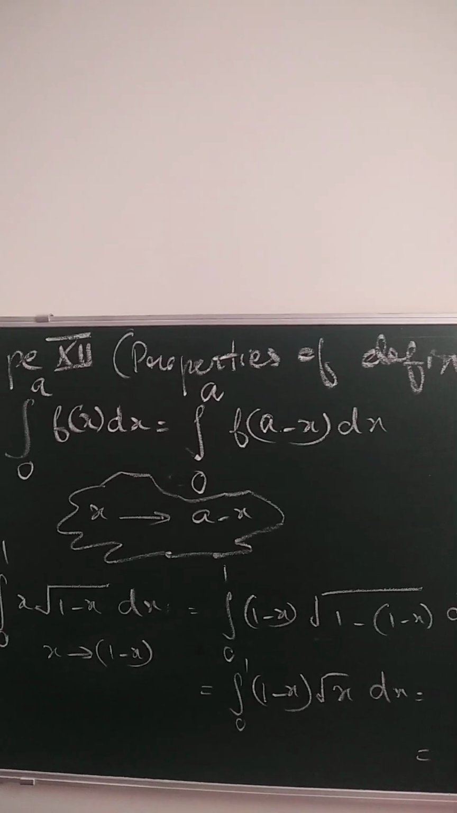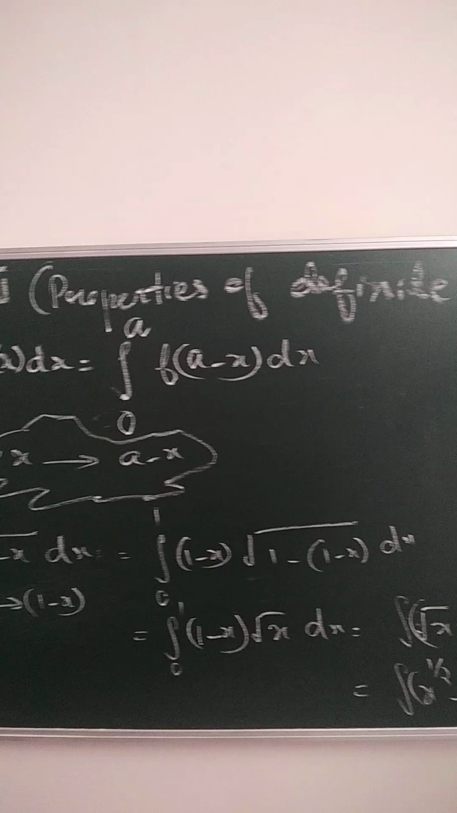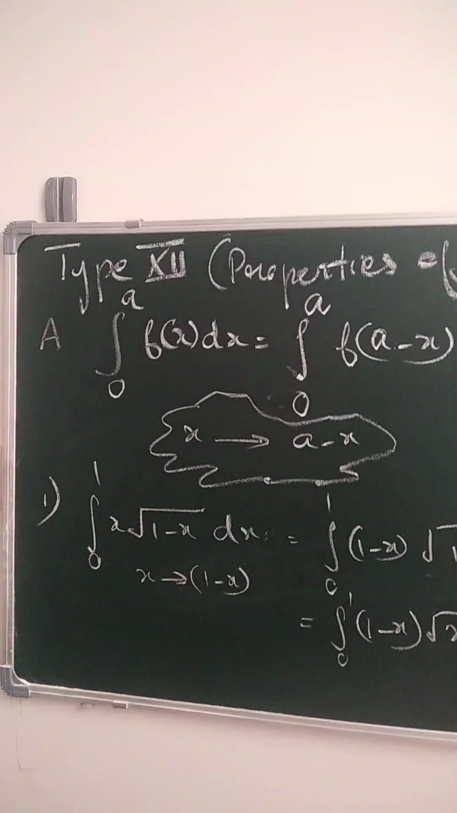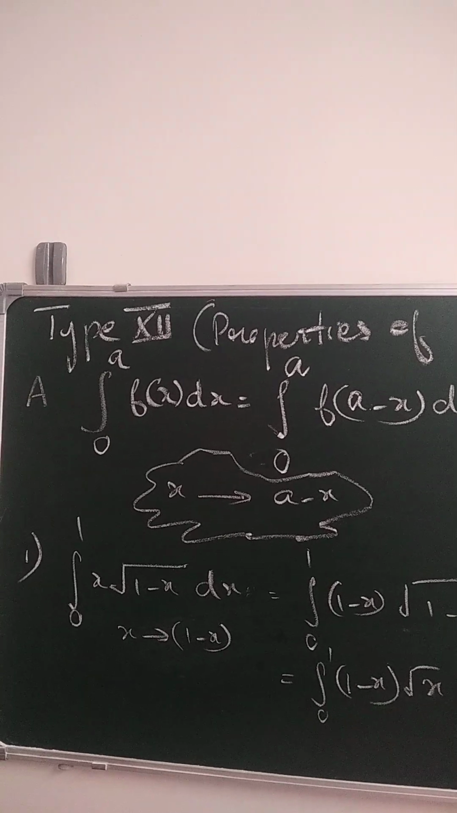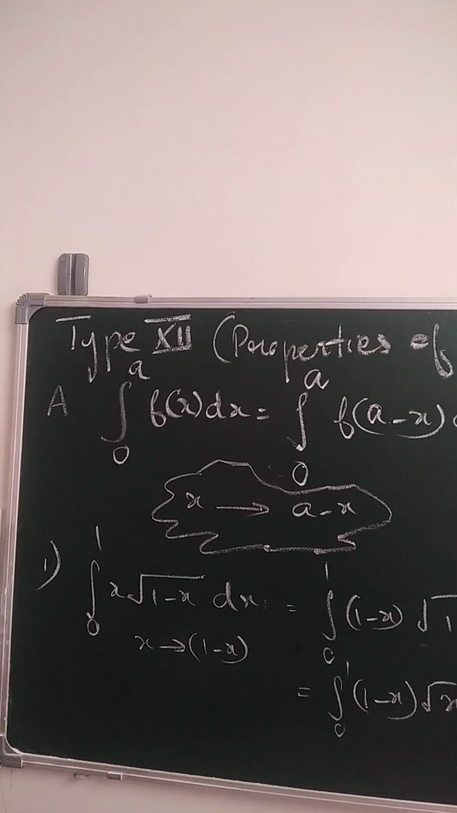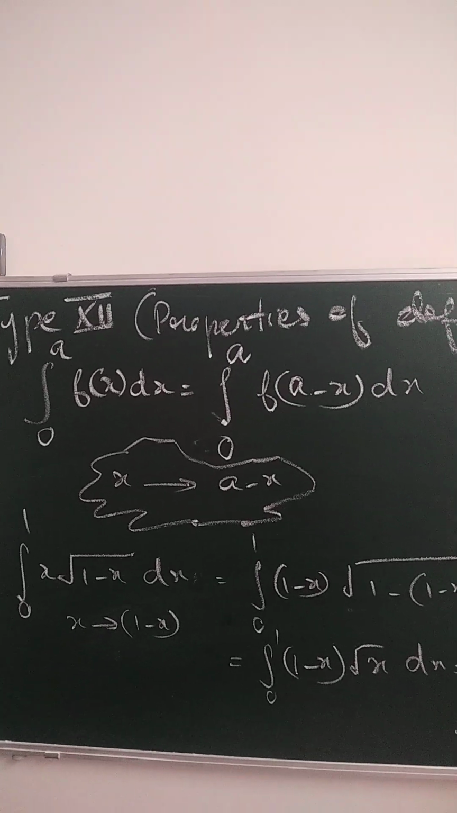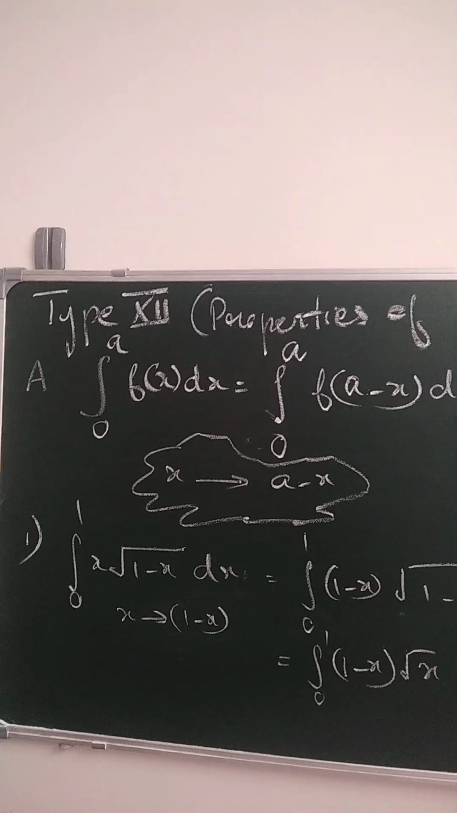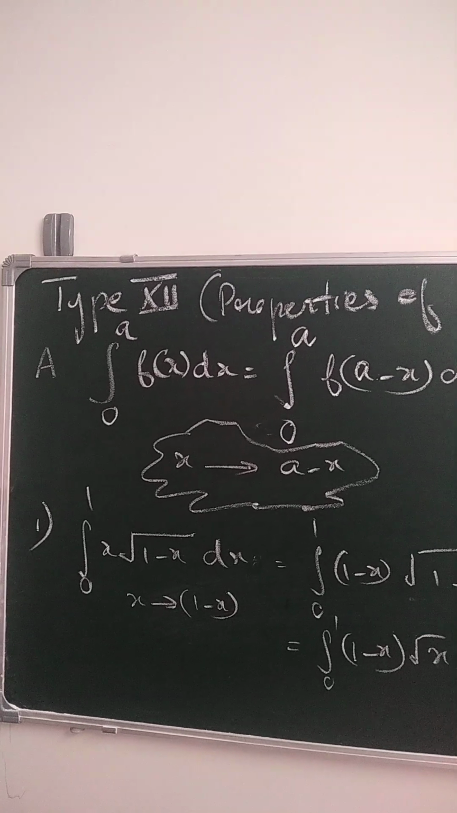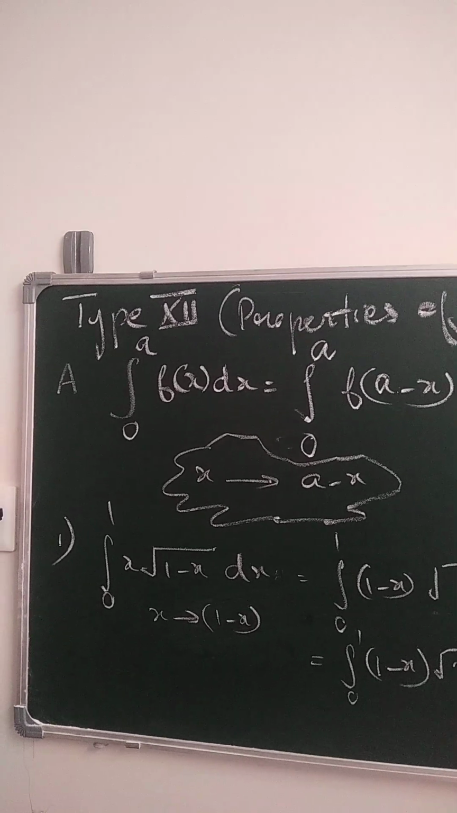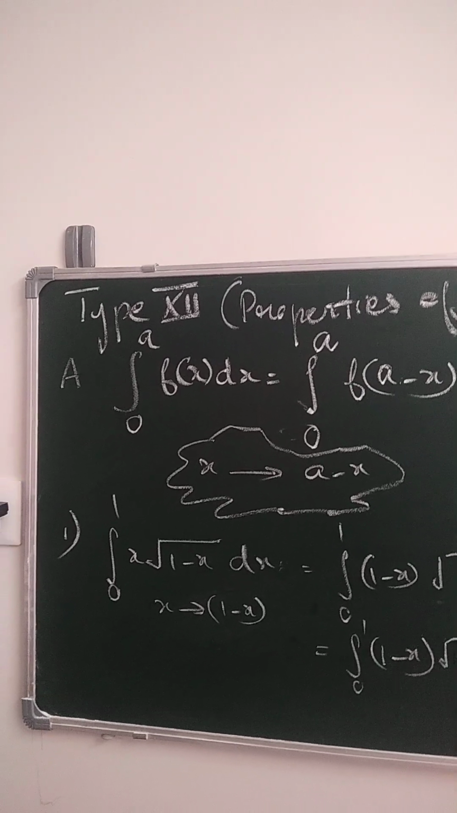Type 12. Properties of definite integrals. Among these properties, the first property: let us take the integral from 0 to a of f of x dx. That is equal to the integral from 0 to a of f of a minus x dx. That means we are replacing x by upper limit minus x. And how do we identify when to apply this property in a particular question?